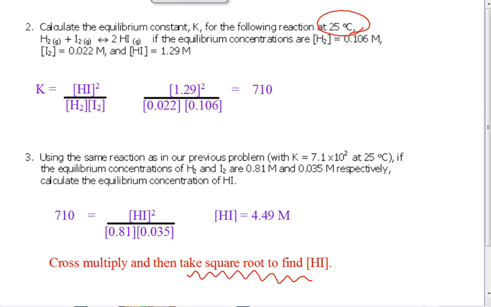Number 3, we've just given Peter this information. He already knows the constant. He knows the hydrogen value. He knows the iodine value. He's trying to figure out how many HI are hiding in there. He needs to make sure that he doesn't just cross multiply. He needs to take a square root.